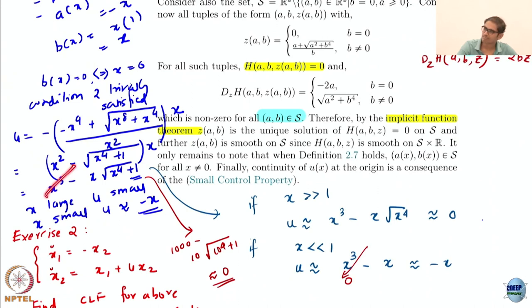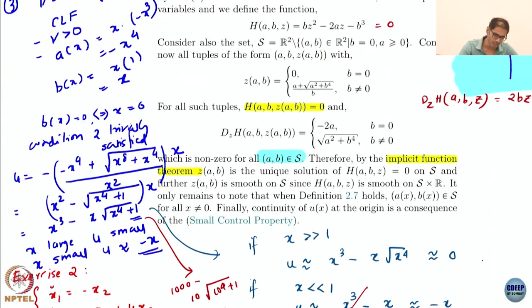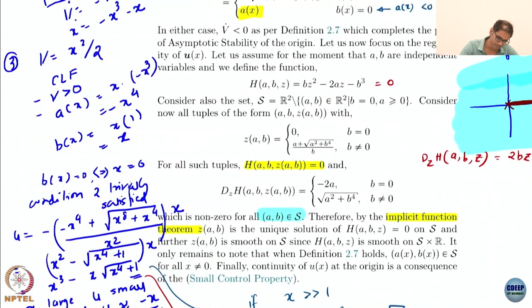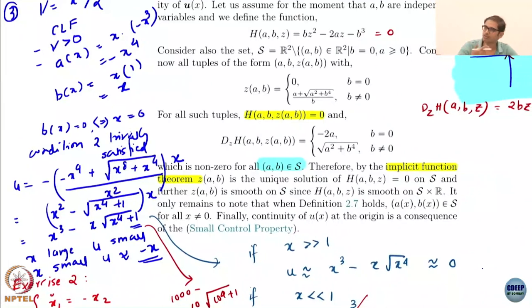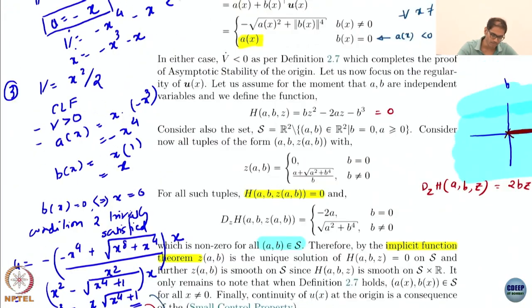This is gone. This is also gone. You are left with minus x. So for small values of control, it behaves like this one, like a linear controller. For small values of x, it behaves like the linear controller. For large values of x, it almost applies no control. In fact, you can compute.